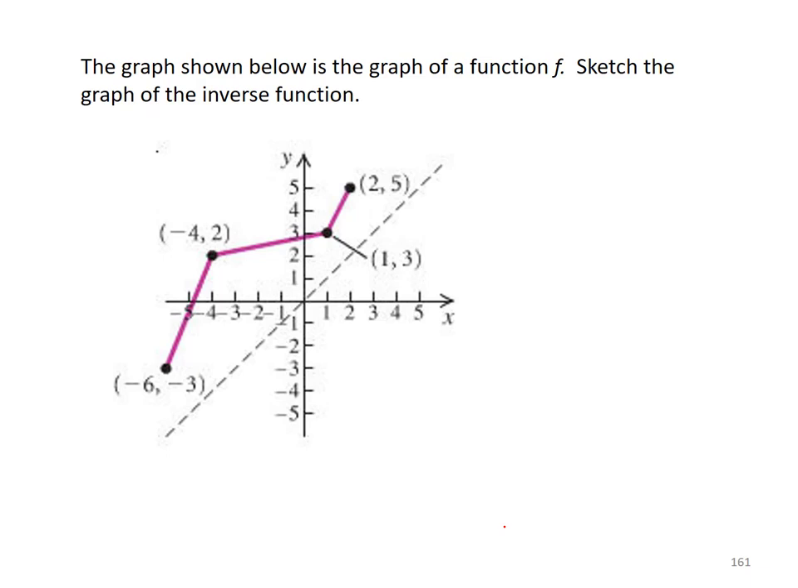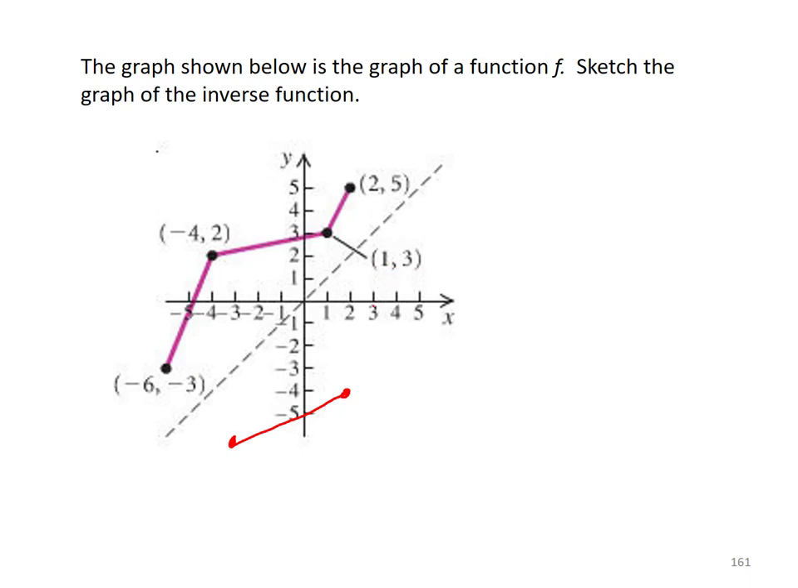Now, to sketch this graph, on our graph, we already have the line y equals x shown. We'll interchange the x and the y components so that the point -6, -3 becomes the point -3, -6. I'm going to go ahead and plot that point down here. The point -4, 2 becomes 2, -4. And I'll connect those with a line segment.